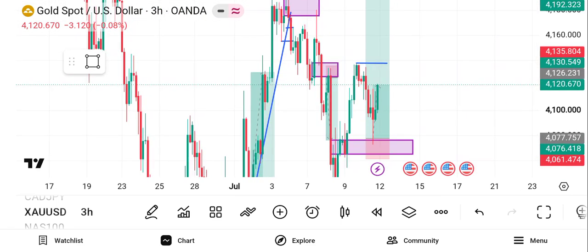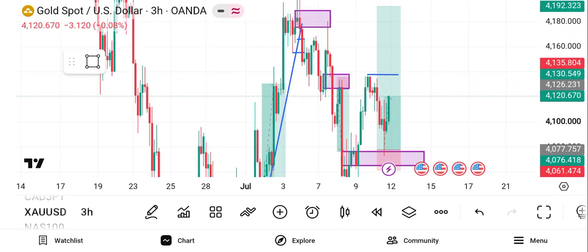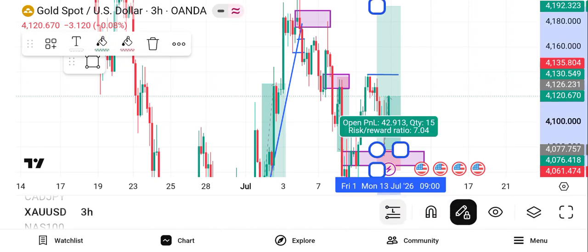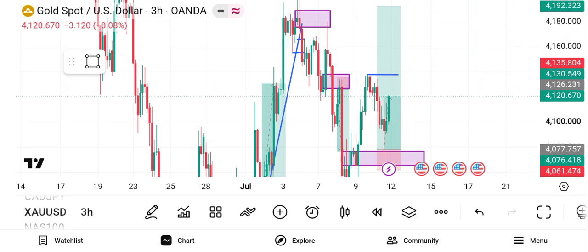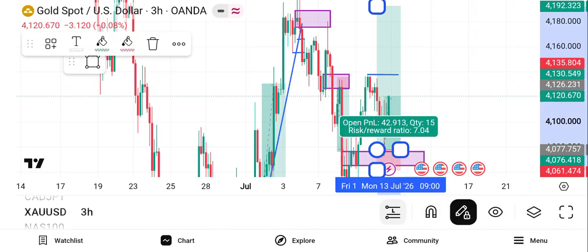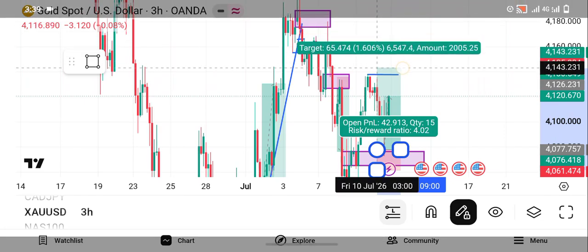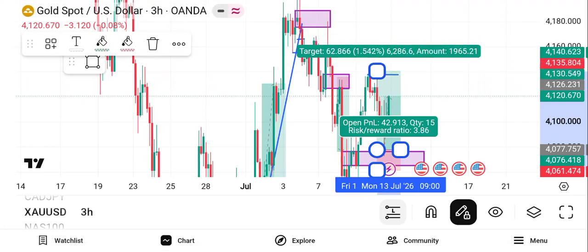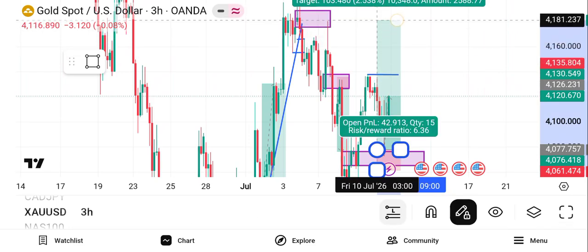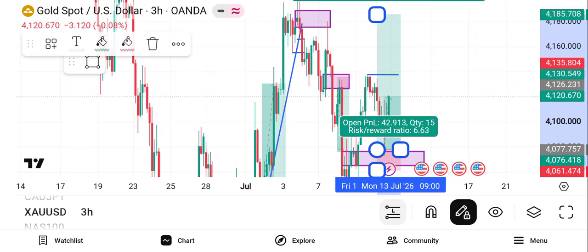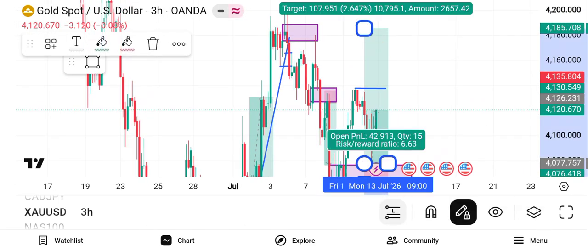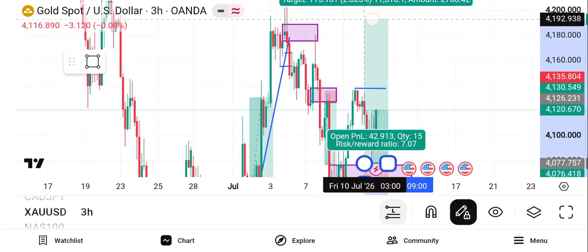I'm expecting gold to, you can see gold is gathering some buying momentum to go and clear that zone, and this one is a 1 to 7 risk to reward. All right, I don't trade anything below a 1:3 risk to reward ratio. So even if the market stops at this zone, that's already giving me my risk to reward. So this one is a 1 to 7 risk to reward ratio that I'm currently waiting for to play out.